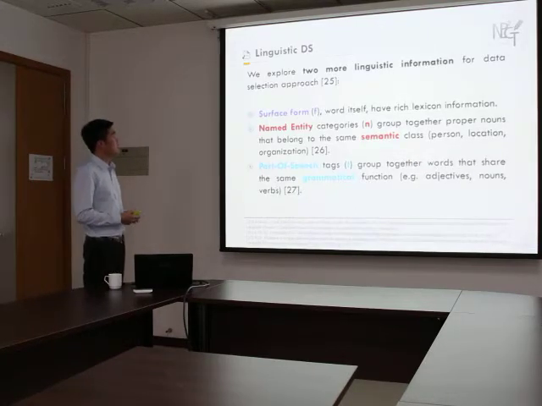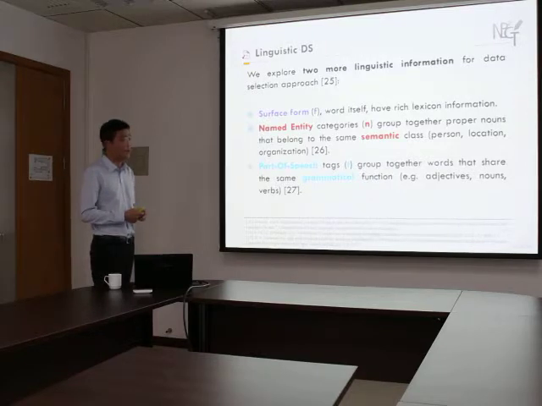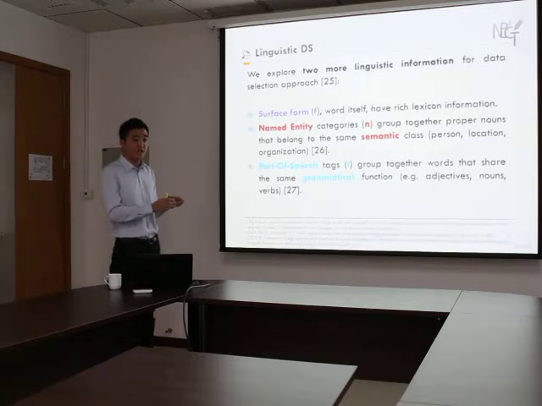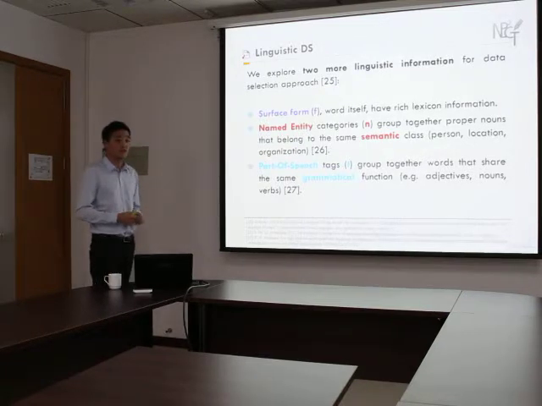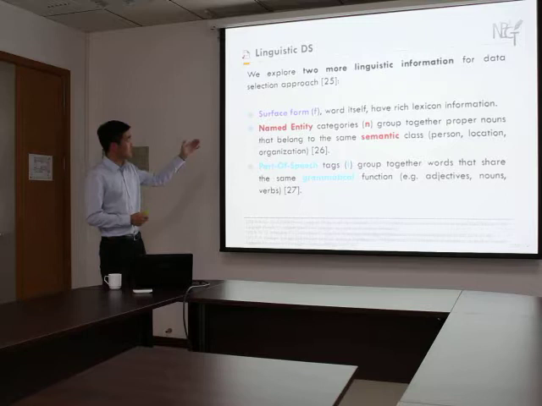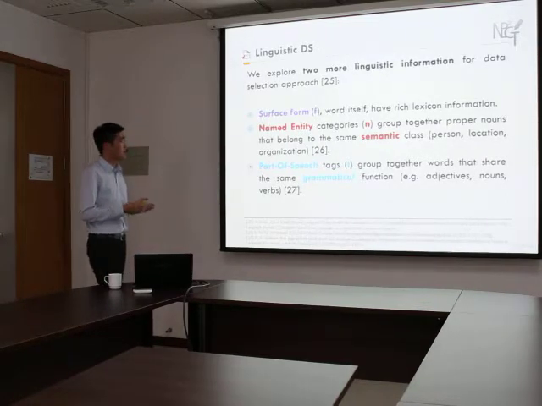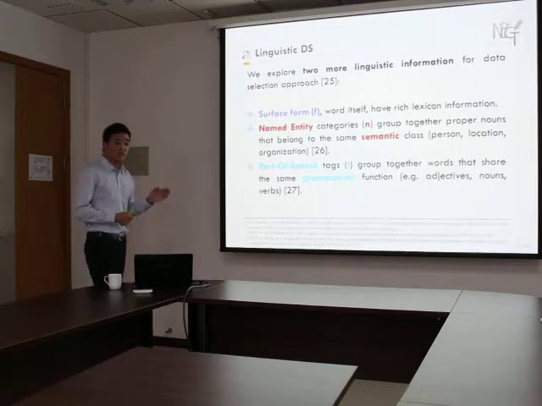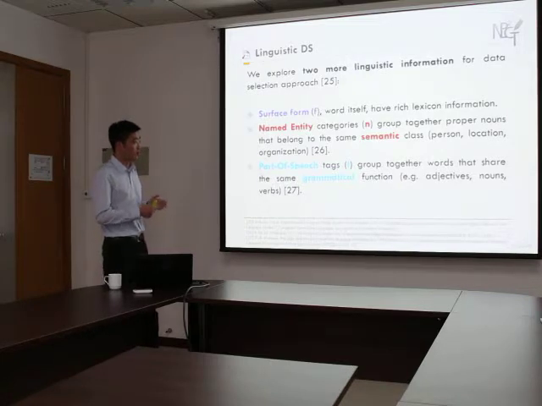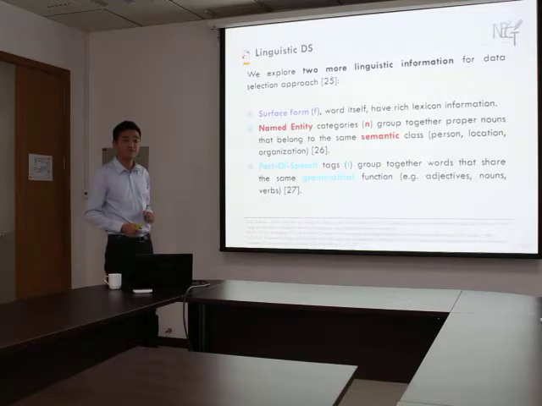We explore the two combinations in this method. I still consider the surface information because it has very rich lexical information. And I also explore two more linguistic information. The first is named entity categories. It groups together the nouns that belong to the same semantic class. And the second one is part of speech. It groups together the words that share the same grammatical functions.